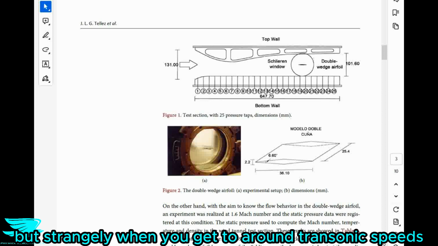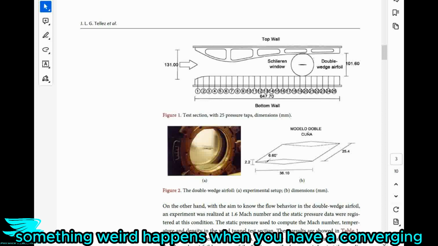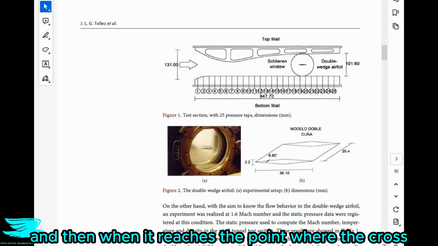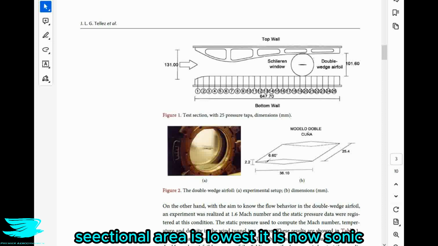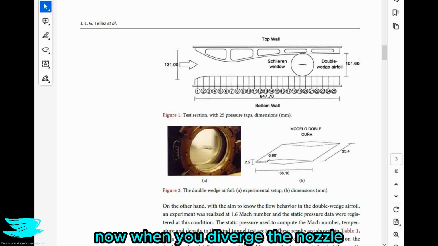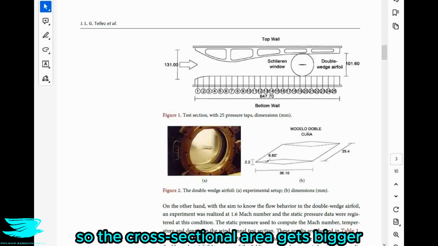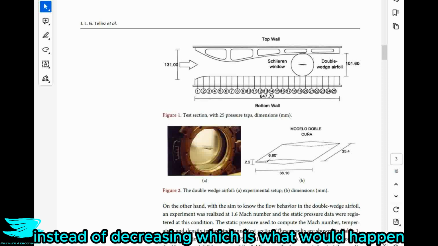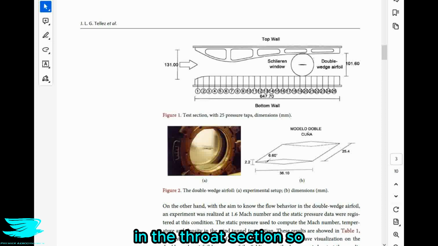But strangely, when you get to around transonic speeds, something weird happens when you have a converging-diverging nozzle. So let's say the flow entering is subsonic to begin with, and then when it reaches the point where the cross-sectional area is lowest, it is now sonic. Now, when you diverge the nozzle, so the cross-sectional area gets bigger, the velocity will actually increase as well, instead of decreasing, which is what would happen if you had the flow as subsonic in the throat section.